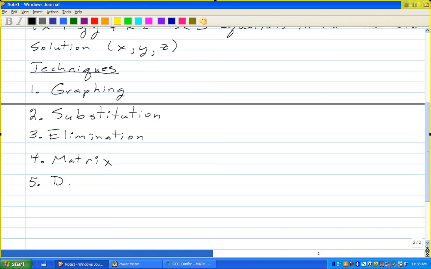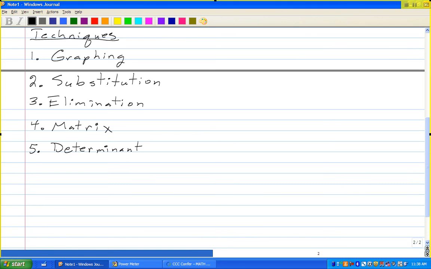And the last thing is determinants. And we'll actually be using determinants to solve some systems. Okay, so those are the 5 methods that we're going to be looking at, and really elimination is the only one we're going to be spending the majority of time doing.